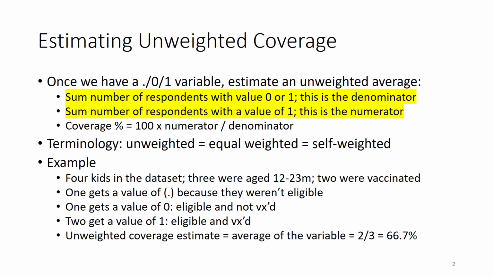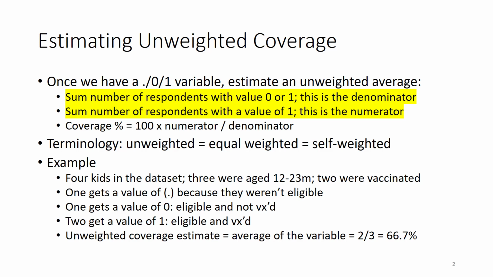As a quick example, we'll think of a data set that has 4 kids. 3 of them were aged 12 to 23 months, and 1 was outside that age range, so the 4th was not eligible really for the analysis. Of the 3 who were eligible, 2 were vaccinated. So the child that wasn't eligible, we're going to code their outcome with a missing value so that they're excluded from the calculation. The child that's unvaccinated, we code with a 0. They were eligible but not vaccinated, and the 2 kids who were vaccinated, we code them with a 1.